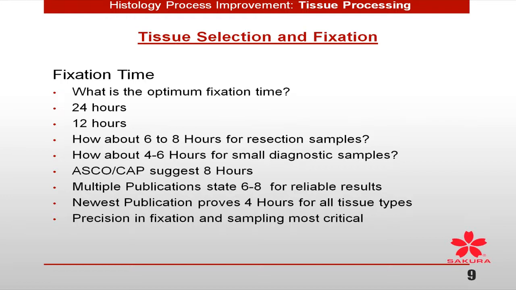There's a couple of new publications that just came out this year. One is that 4 hours for all tissue types. That's a combination of 2 hours of room temperature formalin and 2 hours at 40 degrees. They published their paper. There is no discernible change in all the different tissue types, no destruction of the tissue, and then they're doing a variety of tissue processing from conventional to rapid. But precision in fixation and your sampling is going to be most critical about how you also choose which tissue processor you're going to use.